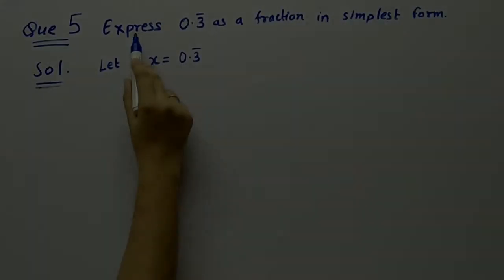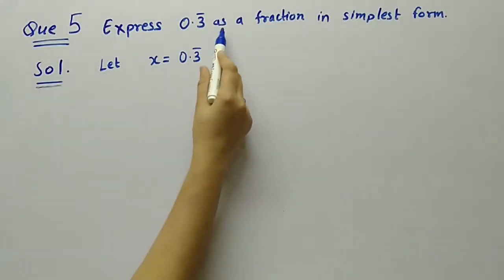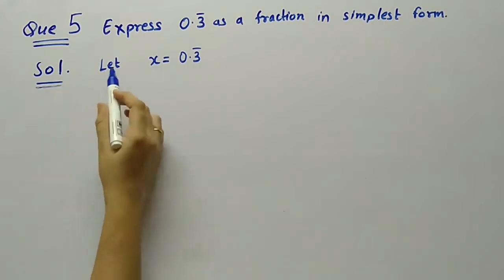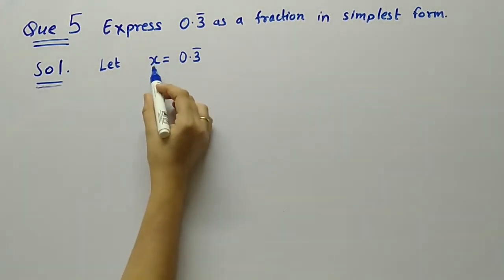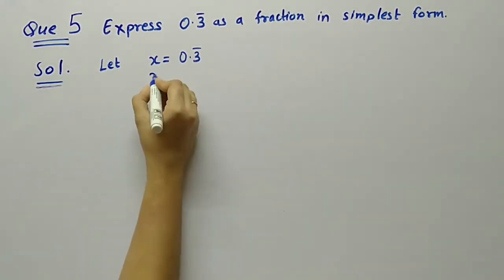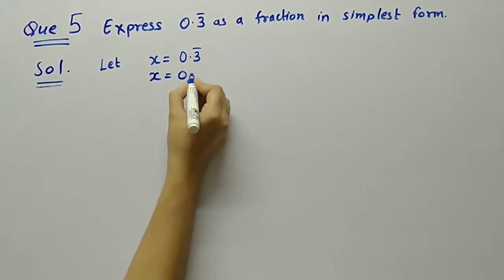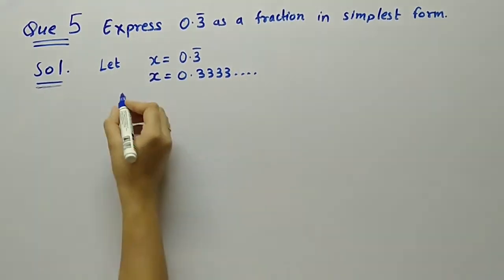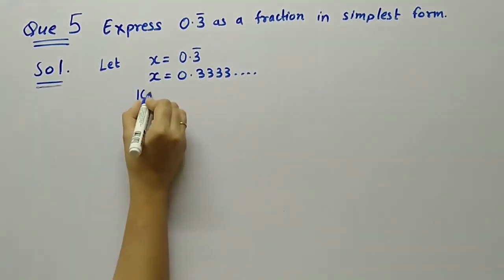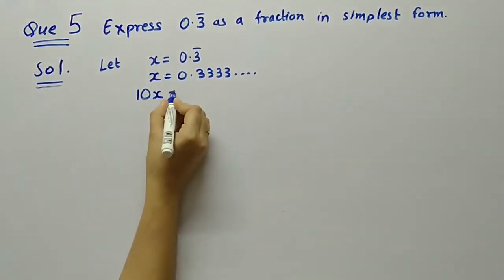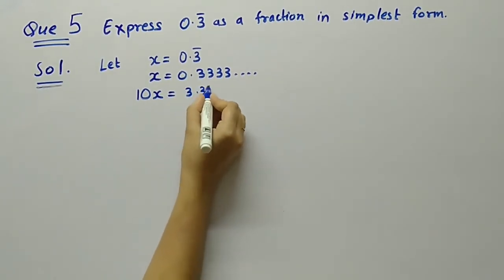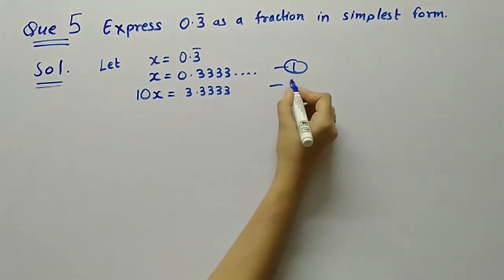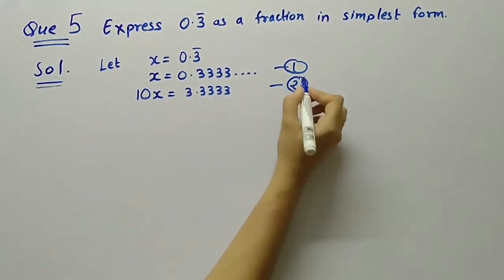Question number 5. Express 0.3 bar as a fraction in simplest form. So first of all we will suppose that x is equal to 0.3 bar. Then x is equal to 0.3333. Now we will multiply both sides by 10. So we get 10x is equal to 3.3333. We will mark this as equation 1 and this one as equation 2.